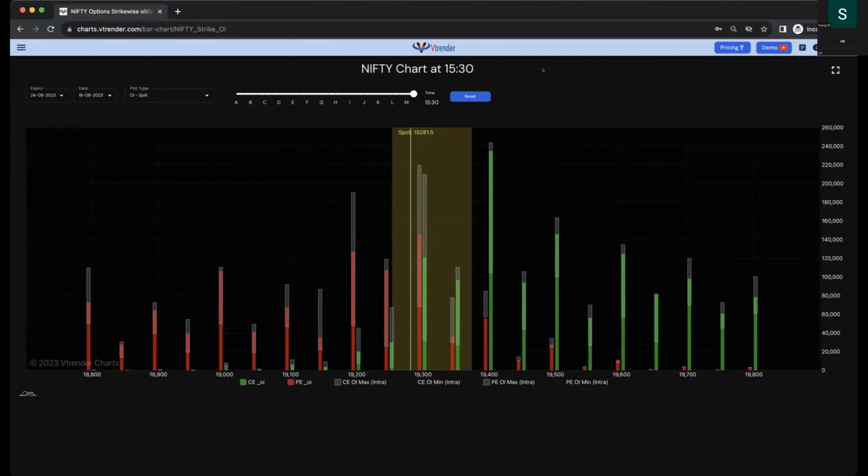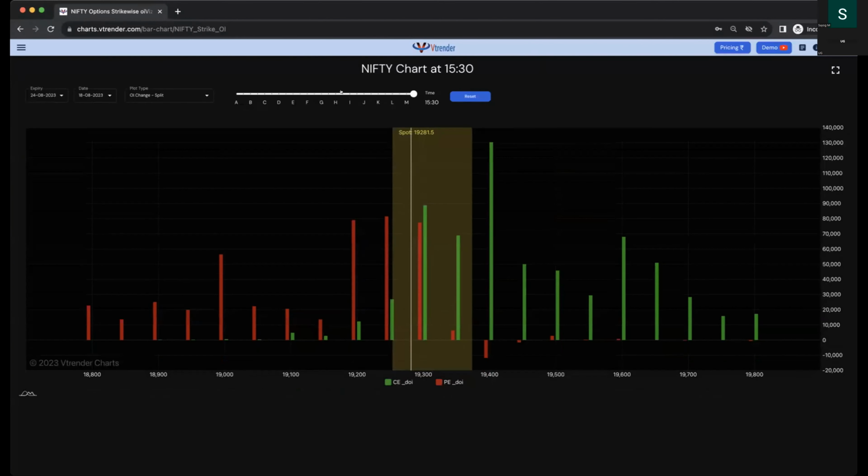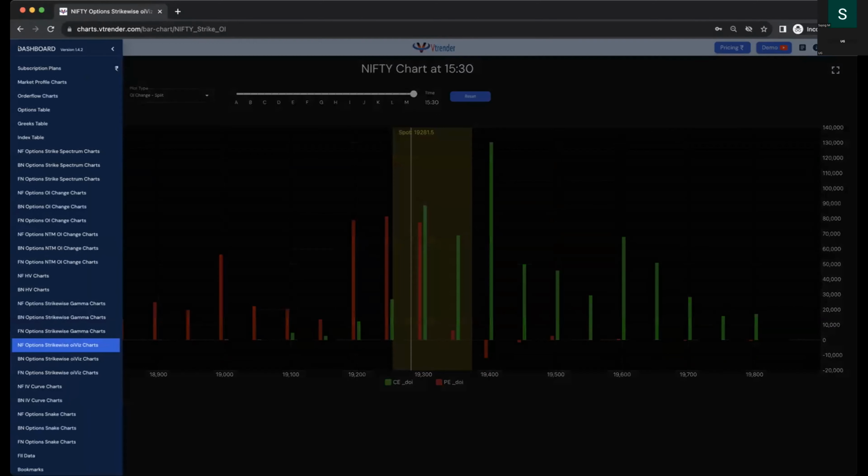So from the gamma charts, we also now have these OI specific charts. These are pure open interest charts, with different views of open interest possible. So this is the total open interest. We have open interest split. Again, we can move back in time and see what the status was at a certain time period.